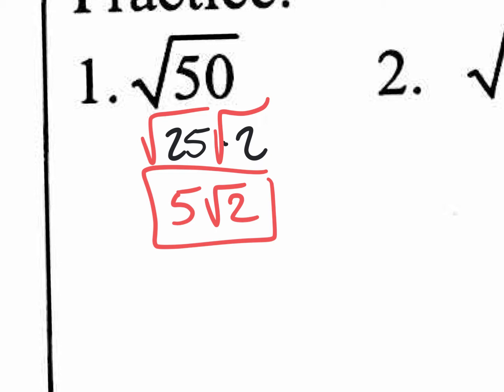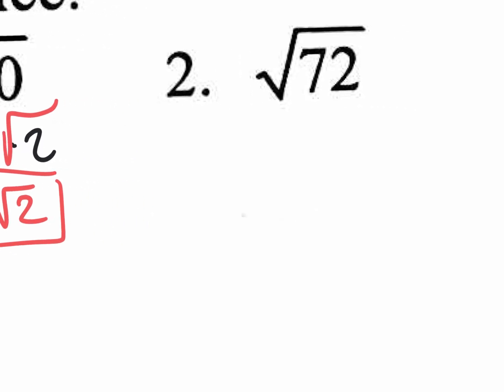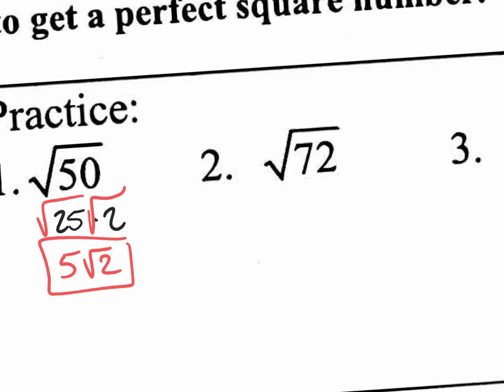Let's take a look at 72 right there. Thank you. 36. So if we looked at our perfect square number list, the number 4 will work. The number 9 will work. Maybe even 16. All these perfect square numbers will work. As a matter of fact, let me go over here.